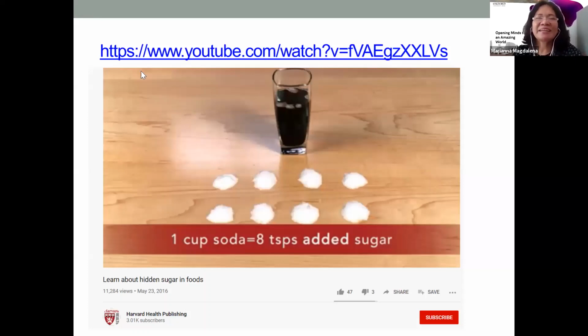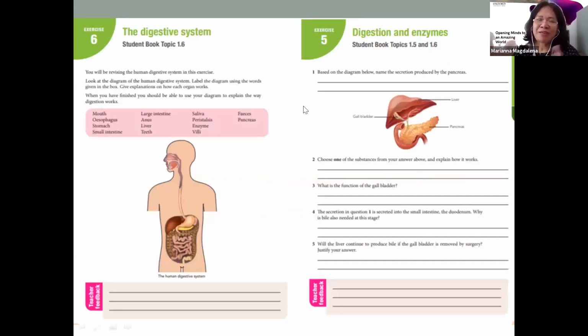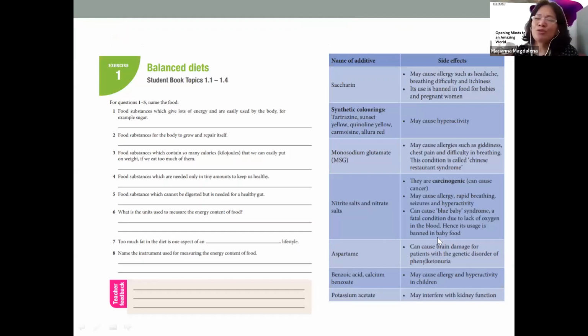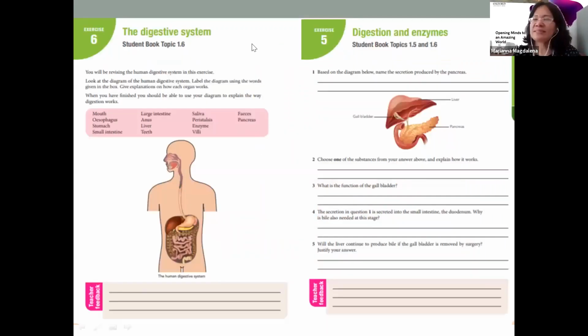Okay, this is the last part. After talking about additive substances in food, we can go to the digestive system and digestive enzymes. It will also be very good if you connect the effects of consuming these to the human organs, like brain damage or chest pain. Try to find substances that connect to the digestive system, probably this is hard, this is not good, this is too acid, and so on. Then these two, the digestive system and digestion and enzymes, can go together.